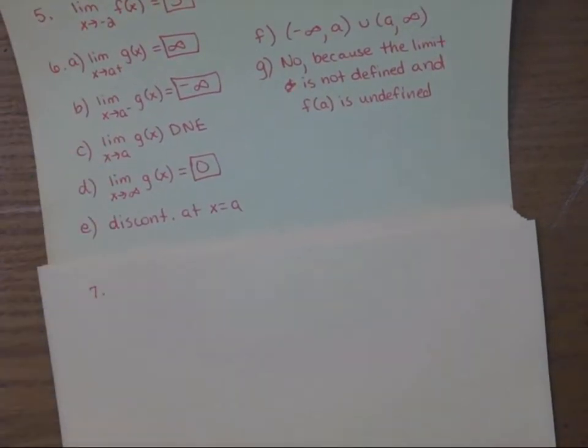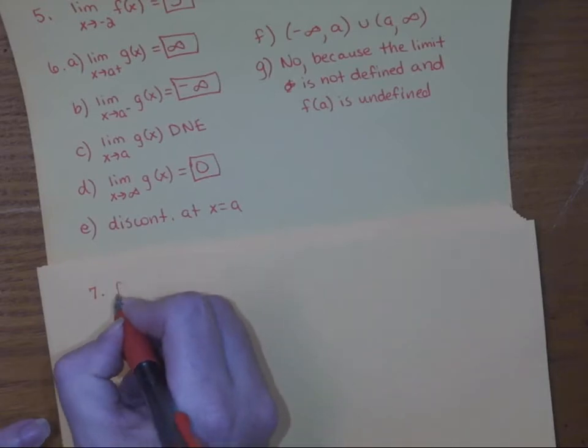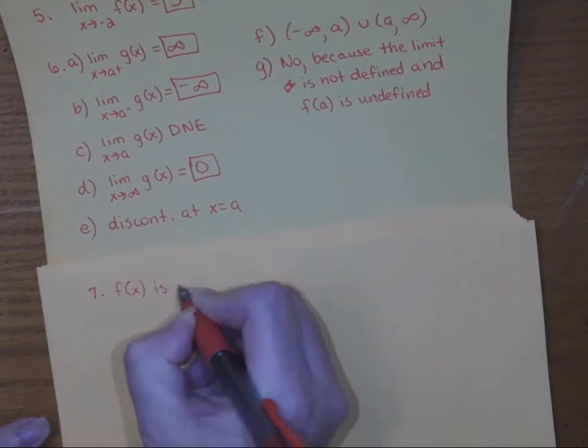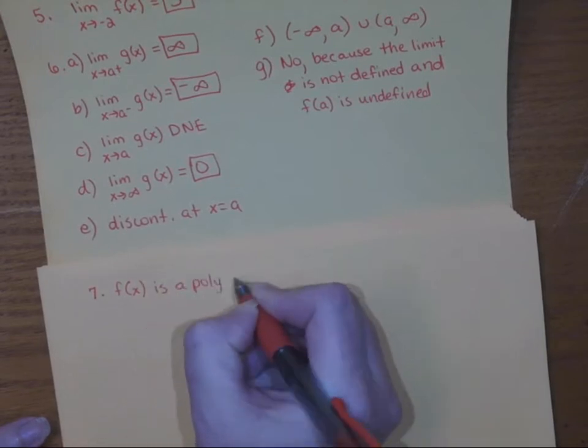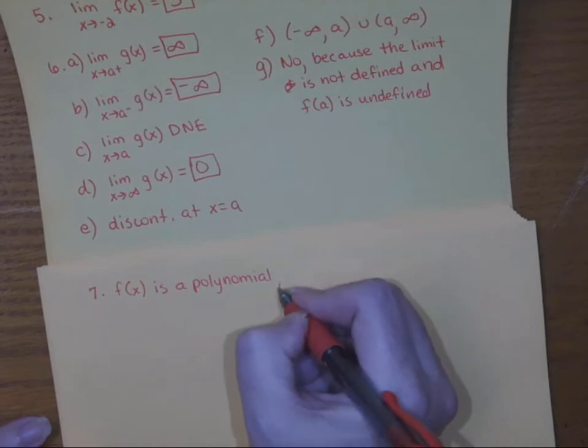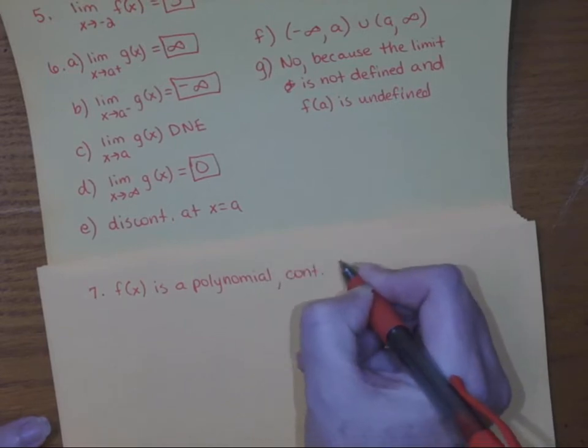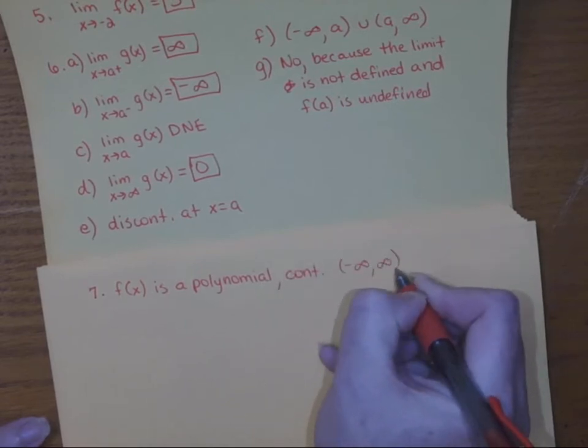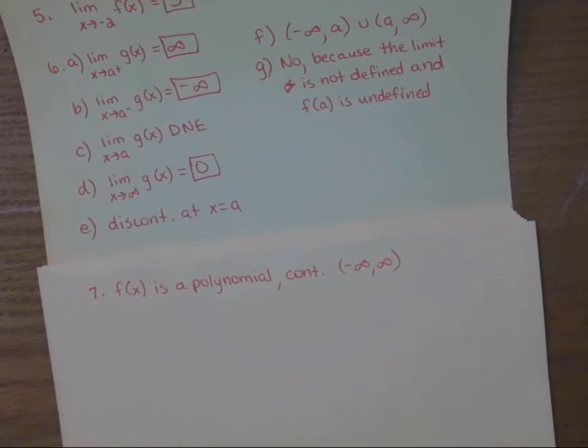Okay, number 7. Identify where the function is continuous. For number 7, I'm just going to write this. f of x is a polynomial. If you can tell for sure that it's a polynomial, then it's continuous everywhere. There's no work to show. There's no real discussion. It's just continuous everywhere if it's a polynomial.